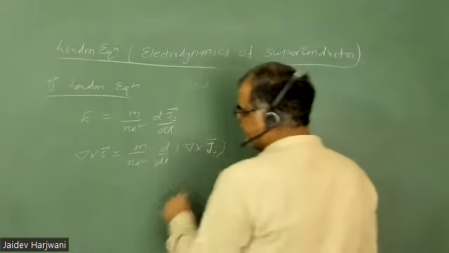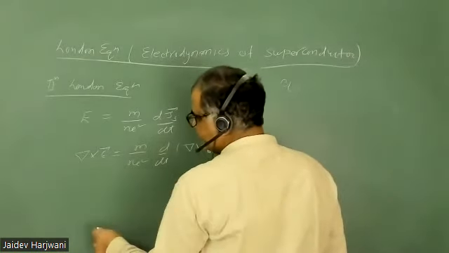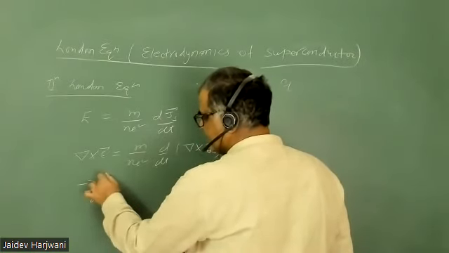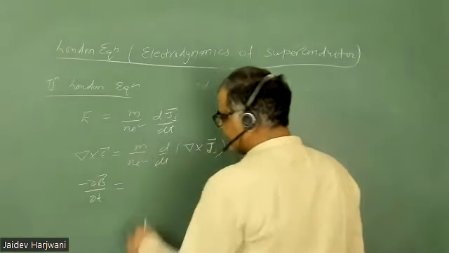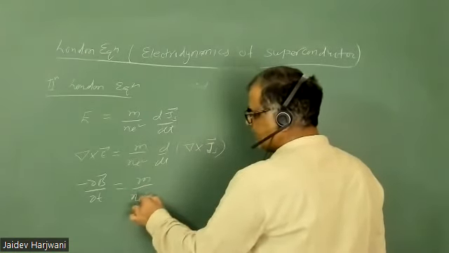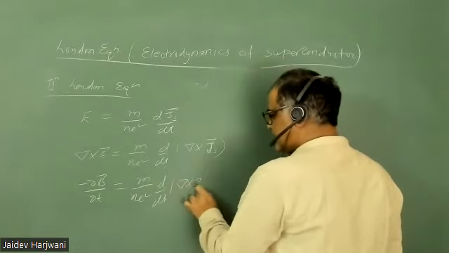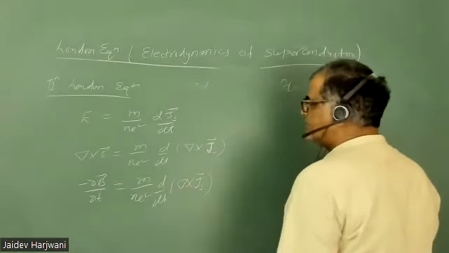Now I want to find the value of del cross Js. Del cross E I already know: it is minus del B upon del t, from the Maxwell equation. So this is m upon ne square, d upon dt, del cross Js.